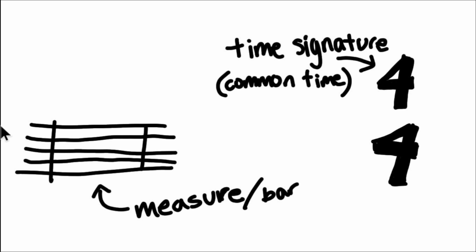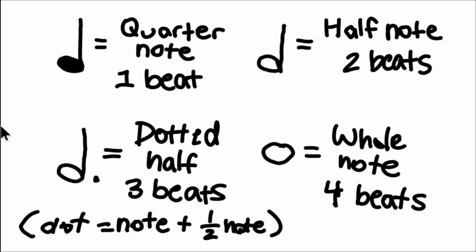Now, that's a little bit complicated for now, but just know that usually 4 is going to be on the bottom, and 4 is usually on the top, but most of the time it's going to be 4 on the bottom either way. So in 4/4, these notes have these many beats. A quarter note is filled up and has a line and it has one beat. A half note is hollow and has a line and it has 2 beats. A whole note's just a hollow circle and it has 4 beats.